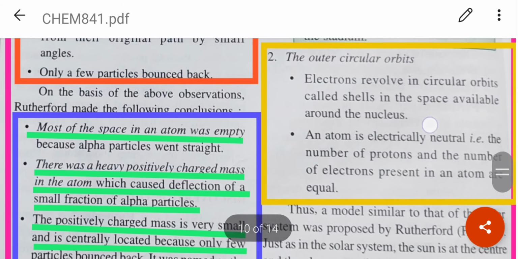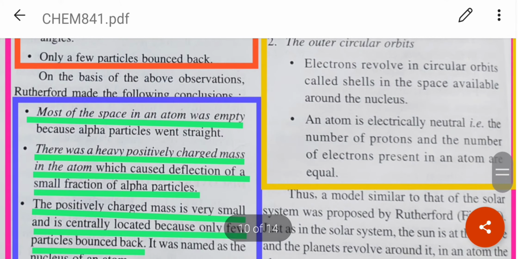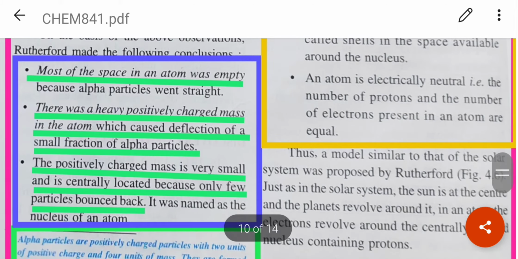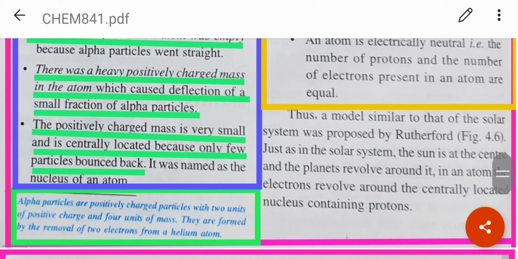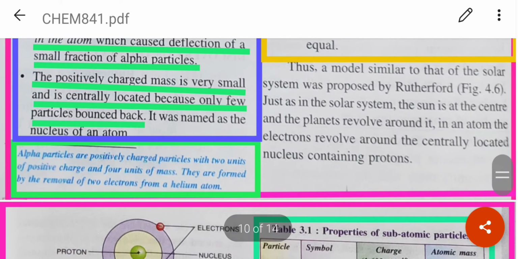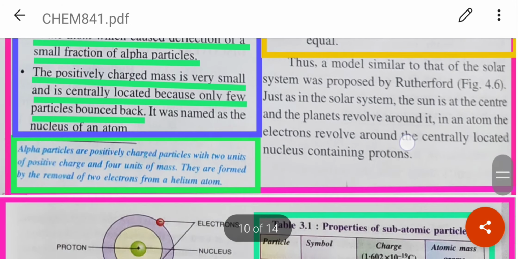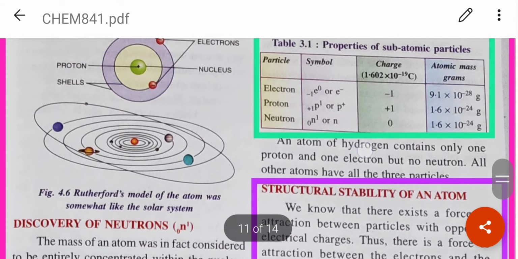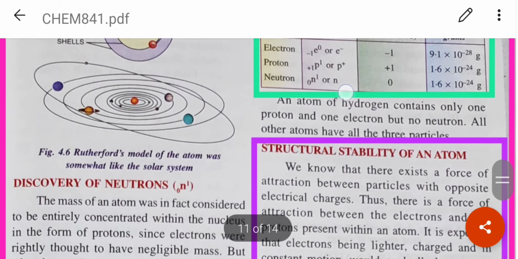Okay, and then second postulate, the outer circular orbits. The electrons revolve in circular orbits called shells in the space available around the nucleus. And an atom is electrically neutral. That is, the number of protons and the number of electrons present in an atom are equal. And Rutherford's model is also compared with the solar system. Okay, you can see here the comparison of Rutherford's model with the solar system.